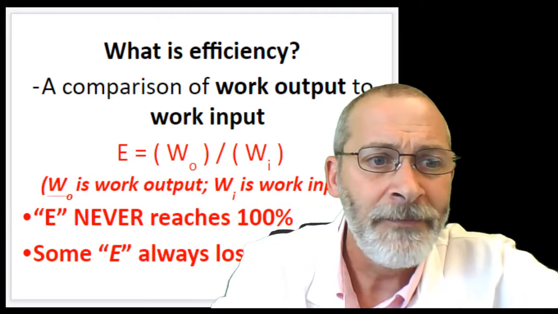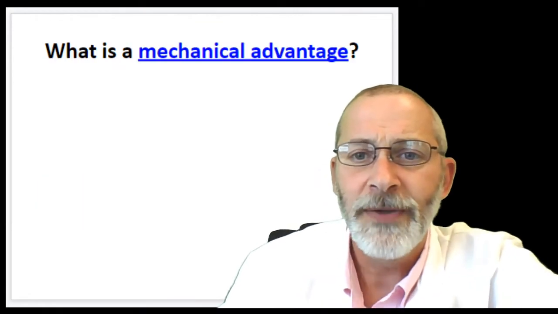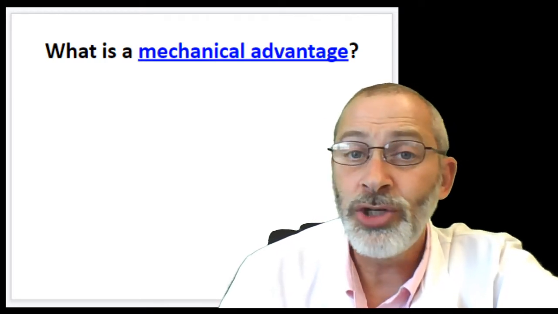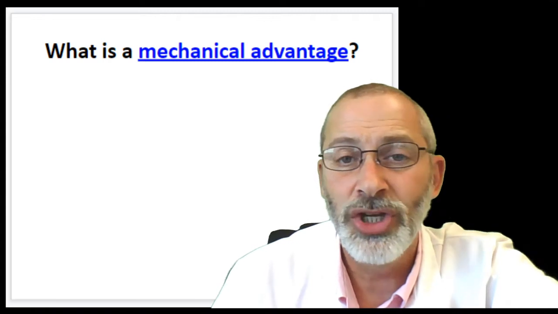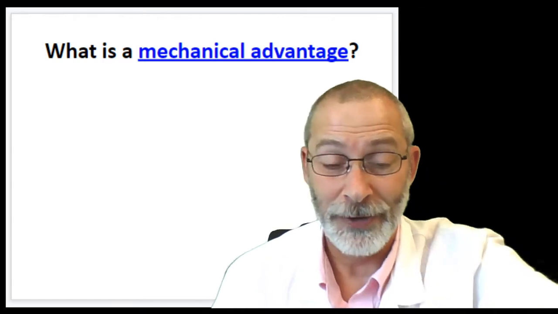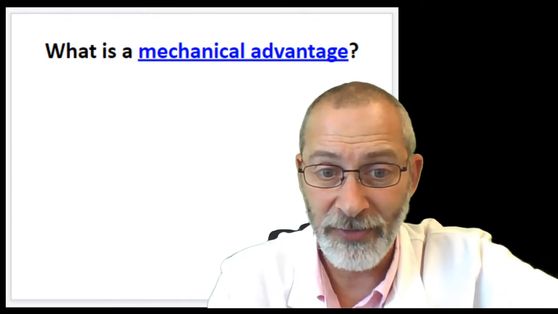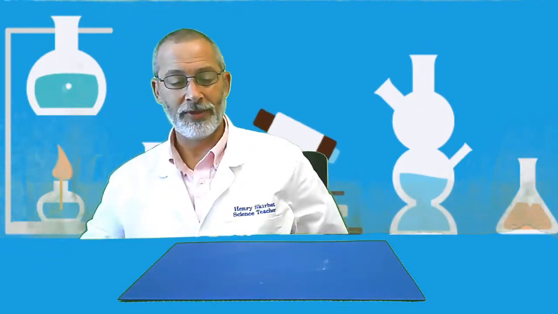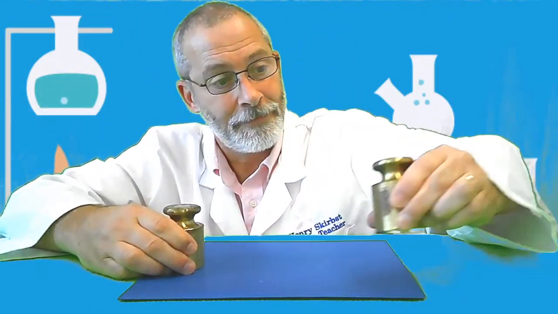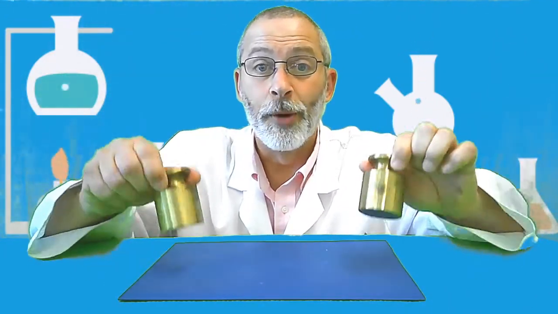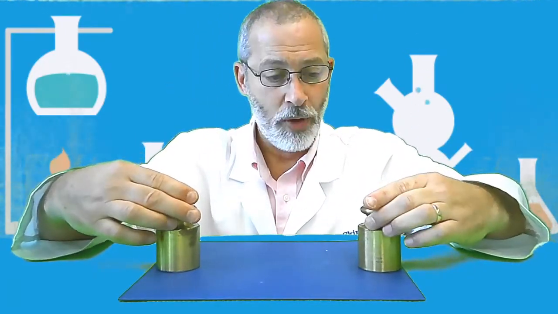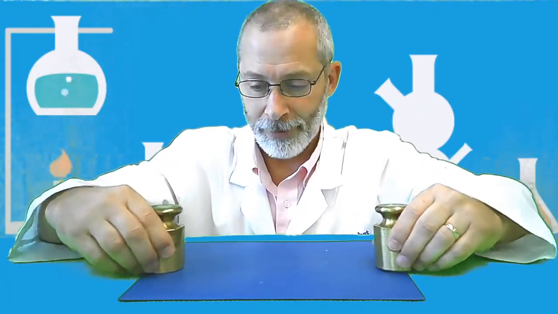So let's move on to our next little topic, which is mechanical advantage. And to introduce mechanical advantage, I want to go back to our virtual lab and show you a little example here. Okay, so we're going to go back to our close-up view, and I want to show you something. I have two objects here. They are brass masses. I think you can see them well enough. These brass masses both have a mass of 1 kilogram.